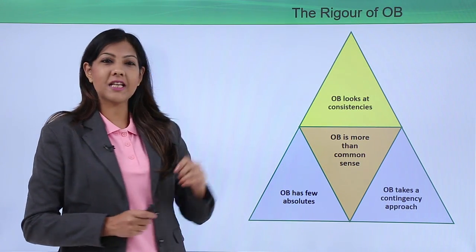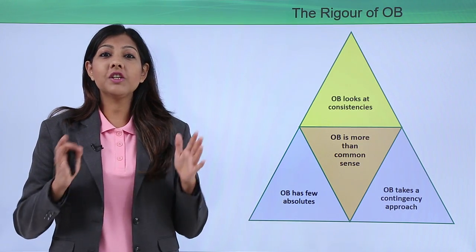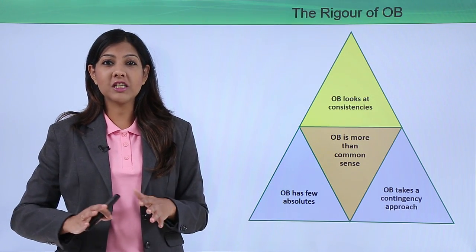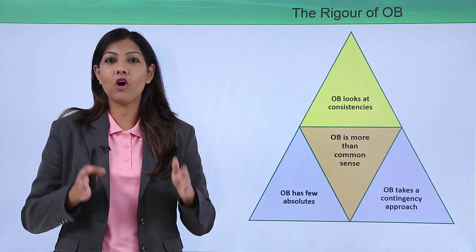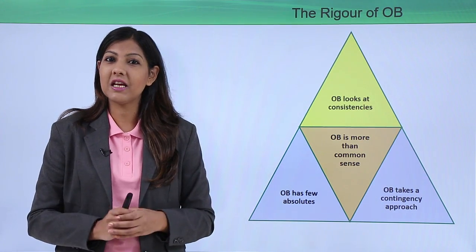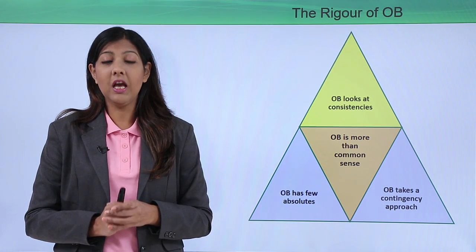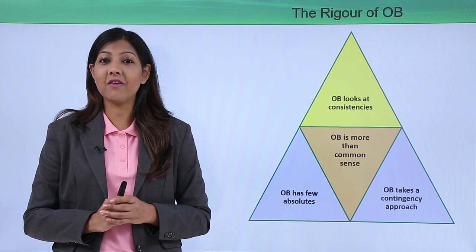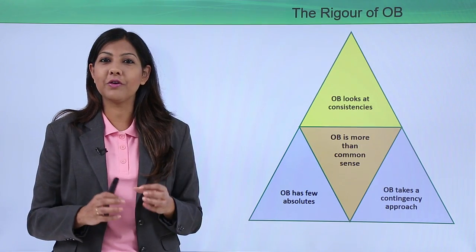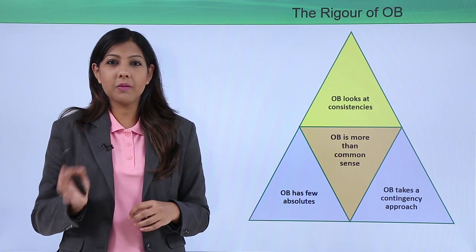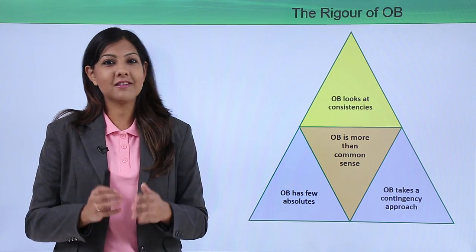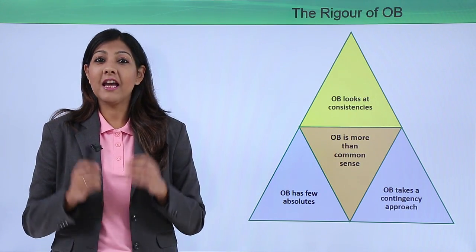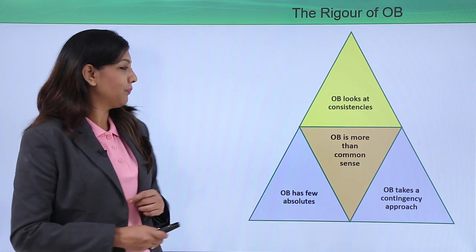Organization behavior looks at consistencies. We need to have people who are working not in a very erratic manner or behavior. We need to have behavior or attitude which is very consistent with the organization as a whole. You cannot expect somebody to behave in a very angry manner or behave in a very disturbing manner to the other people as well. So consistency in behavior is something which organization behavior really looks for in people.